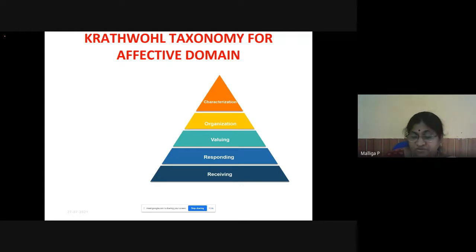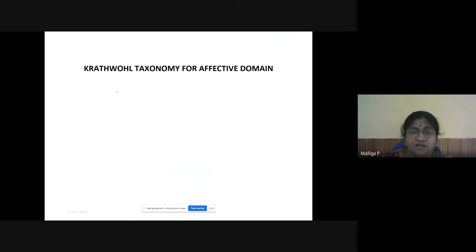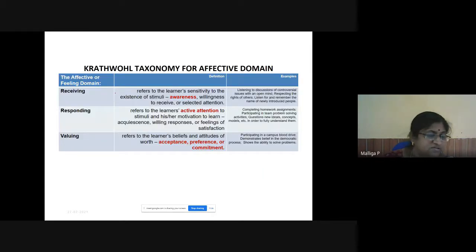So in this affective domain, it shows the interests, discipline, values, feelings; all those come under the affective domain. For that, Krathwohl has devised a taxonomy which is hierarchical in nature, from lower to higher. So you have five levels here: receiving, responding, valuing, organization, and characterization.